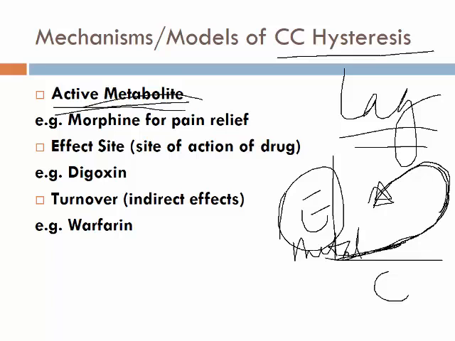So the first one I want you to know is active metabolite. An example for this is morphine. When we give morphine, it's actually the metabolite that gives the pain relief. So there's a lag.